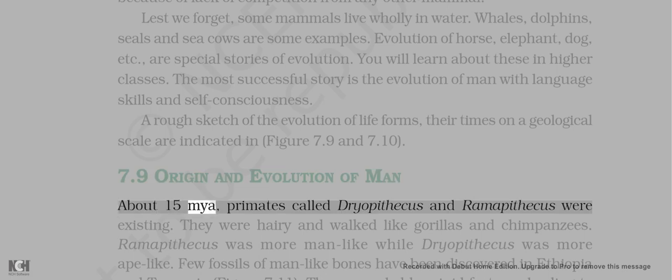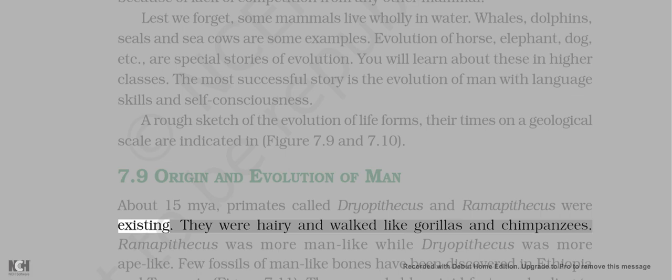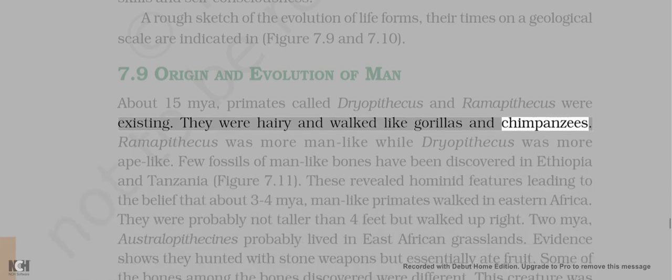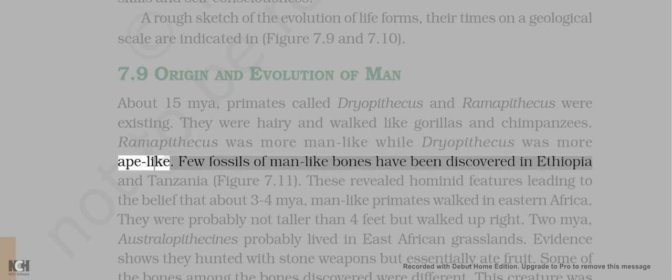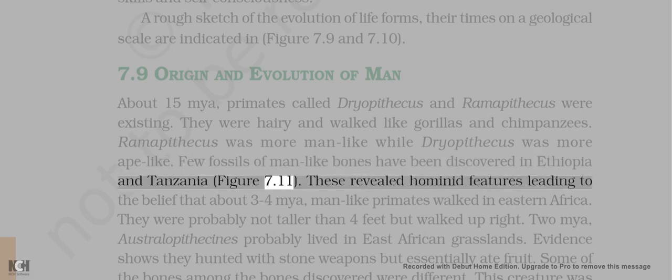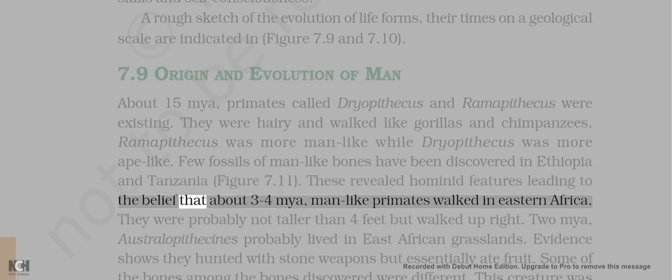About 15 Mya, primates called Dryopithecus and Ramapithecus were existing. They were hairy and walked like gorillas and chimpanzees. Ramapithecus was more man-like while Dryopithecus was more ape-like. Few fossils of man-like bones have been discovered in Ethiopia and Tanzania, Figure 7.11. These revealed hominid features leading to the belief that about 3 to 4 Mya, man-like primates walked in eastern Africa.